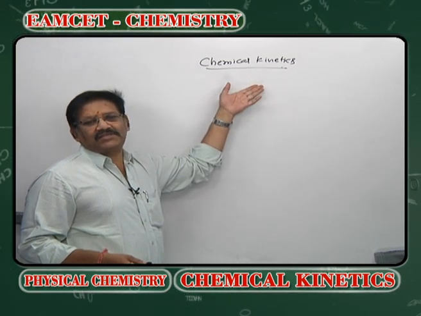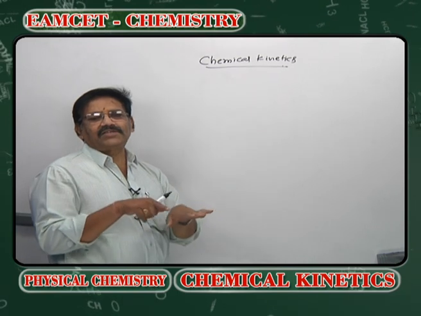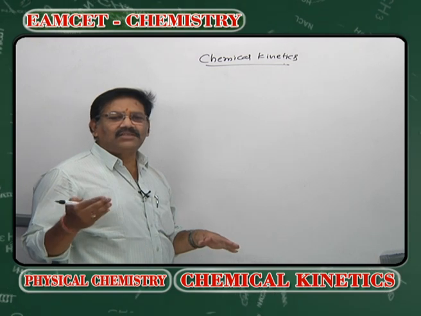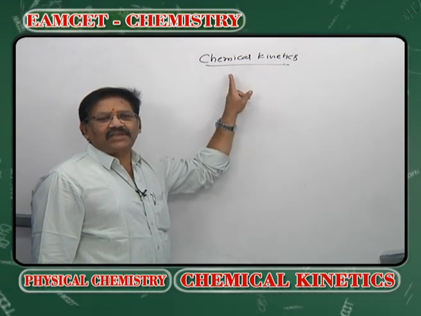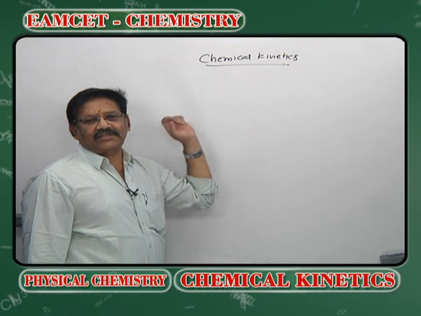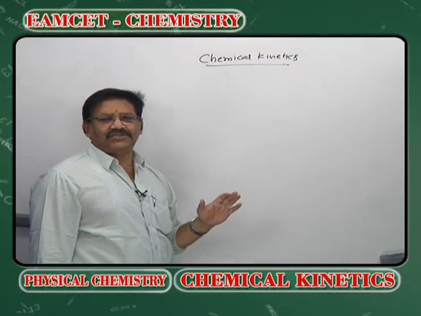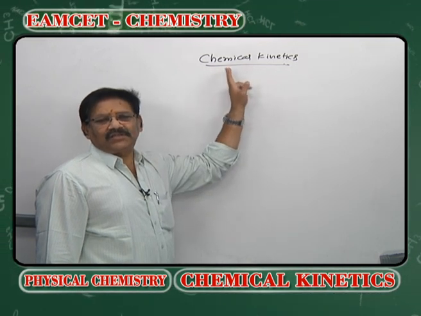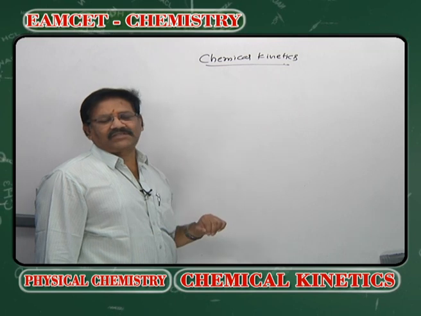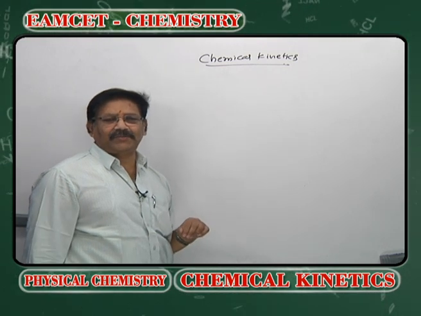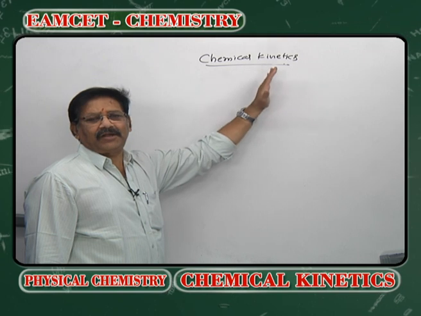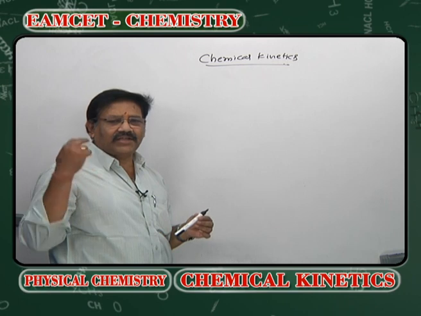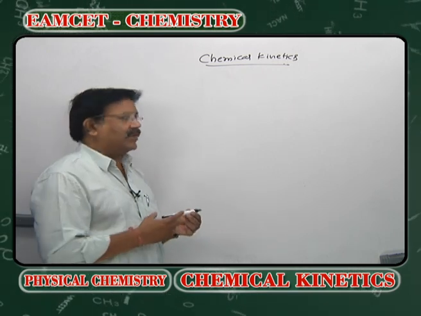Because what do you mean by instantaneous reactions? The reactions which get completed at the moment of mixing of the reactants are called instantaneous reactions. What are the examples for instantaneous reactions? Acid base neutralizations and precipitation reactions, for which chemical kinetics cannot be applied. Chemical kinetics can be applied only for the moderate reactions, the reactions which proceed with measurable velocity.